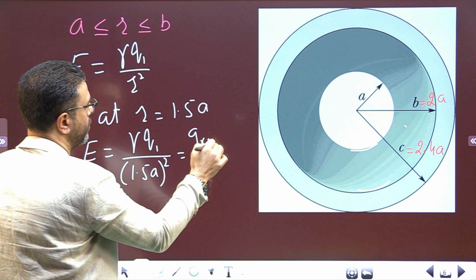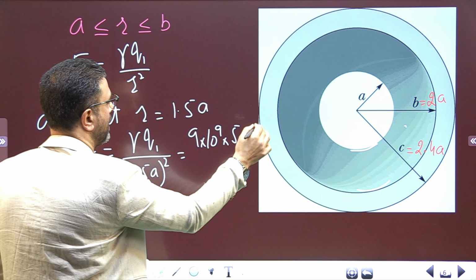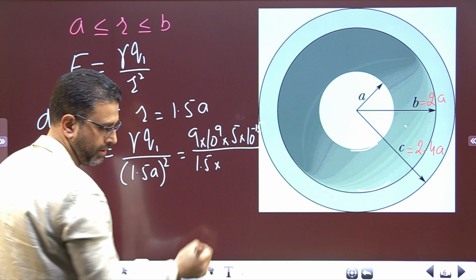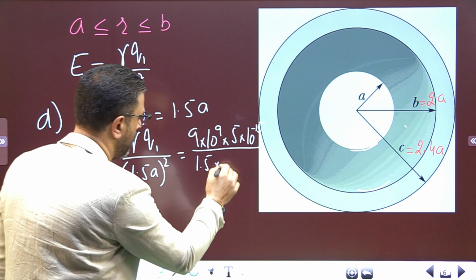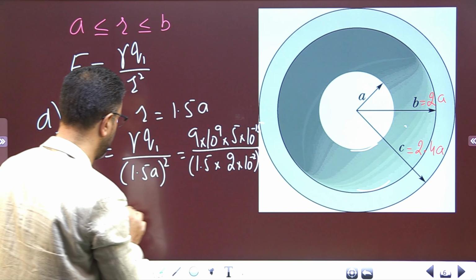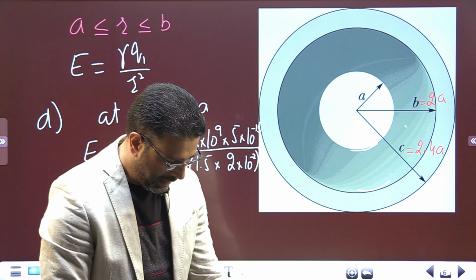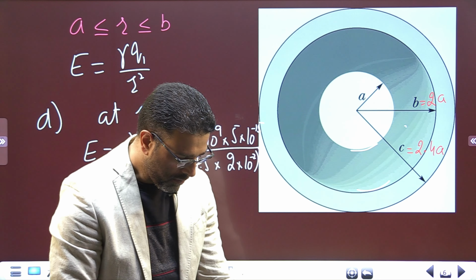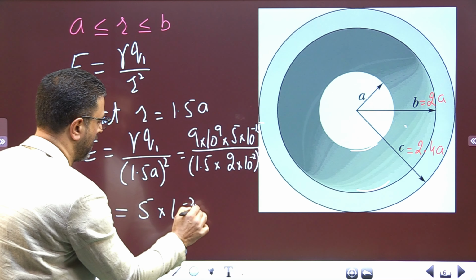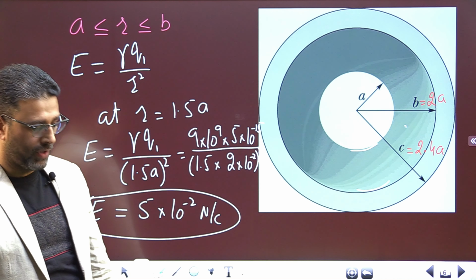So 9 into 10 to the power 9 into 5 femtocoulomb, so 5 into 10 to the power minus 15, divided by 1.5 times a, where a is 2 centimeters, so 2 into 10 to the power minus 2, squared. This is what we have to work out. I have already done that. E comes out to be 5 into 10 to the power minus 2 Newton per coulomb.